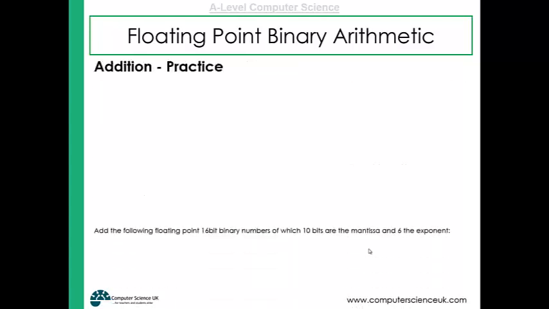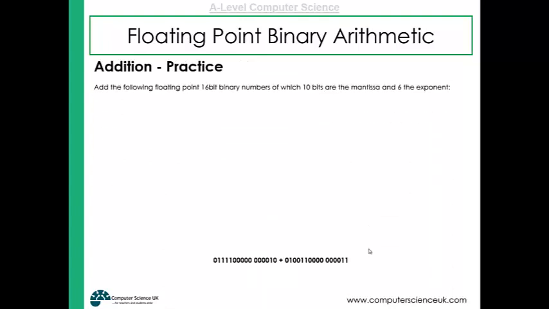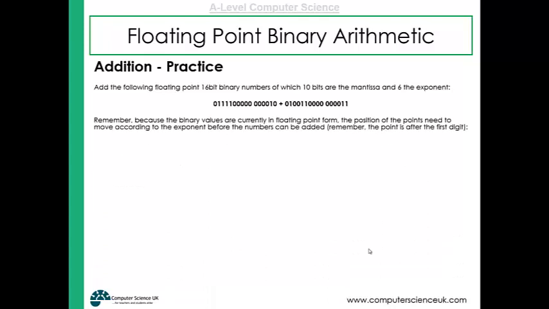Let's have a look at another example. So we're going to add the following two floating point binary numbers. Again, 10 bits for the mantissa, 6 for the exponent. So because the binary values are currently in floating point form, the position of the point needs to move according to the exponent before the numbers can be added. And remember, the point is after the first digit. So here is the decimal point. The exponent is 2, 1, 0. So we move the decimal point 2 places to the right, leaving 11.11.